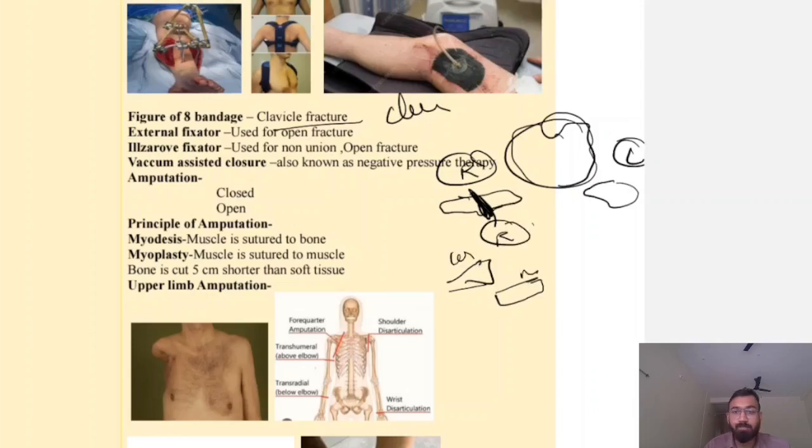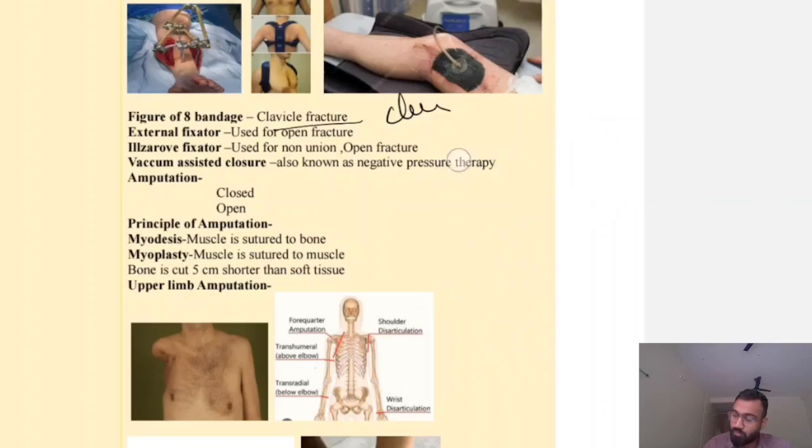So you have to just apply a figure of 8 bandage, so those fracture fragments will align. Or it can malunite. It does not affect the mobility of the shoulder joint. So the figure of 8 bandage is used in clavicle fracture.